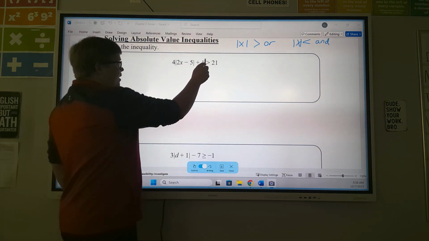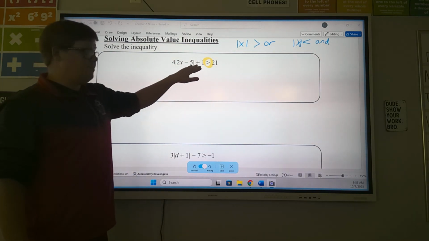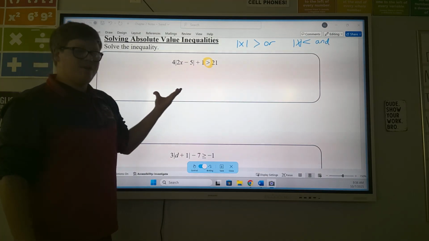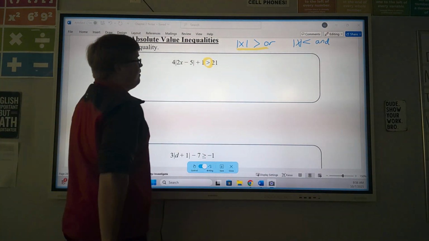So we look at our inequality here. Our absolute value, which is on this side, is being eaten by the alligator mouth, or that means our absolute value is greater, so it's or.